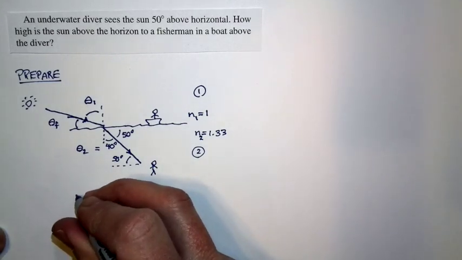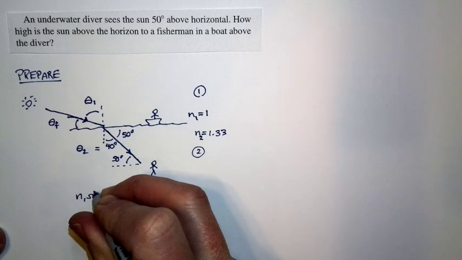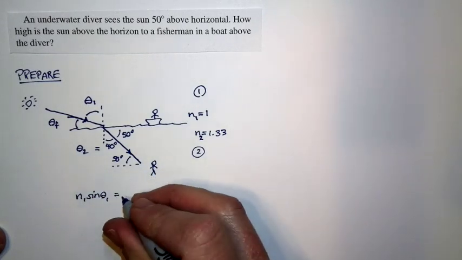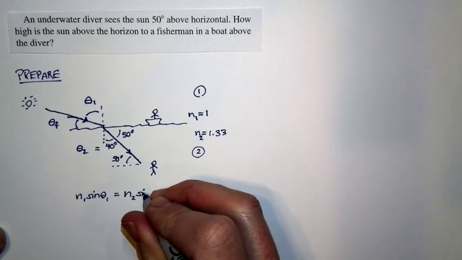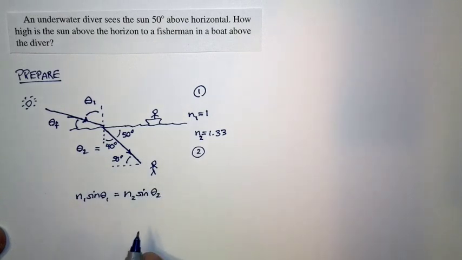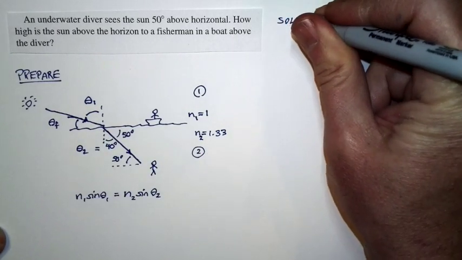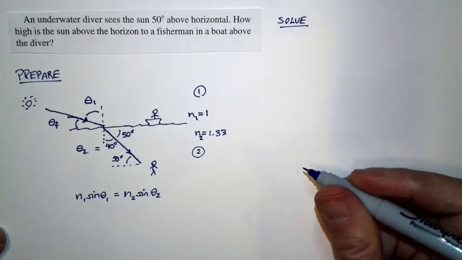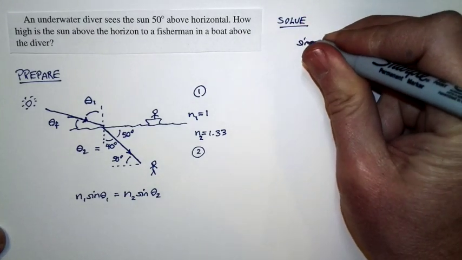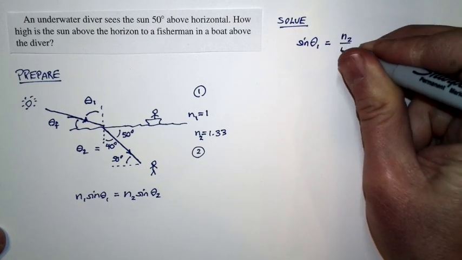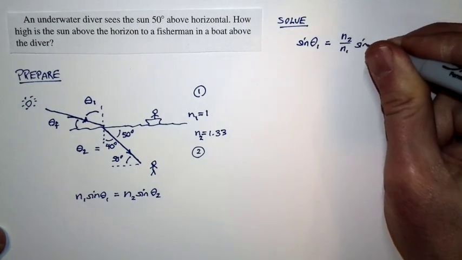To solve this, we'll just use our basic relationship: n1 times the sine of theta 1 is equal to n2 times the sine of theta 2. That's our basic Snell's law relationship. With this in place, we're ready to solve. The solution is actually quite straightforward. We'll just rearrange our equation so it looks like this: sine of theta 1 is equal to n2 over n1 times the sine of theta 2.